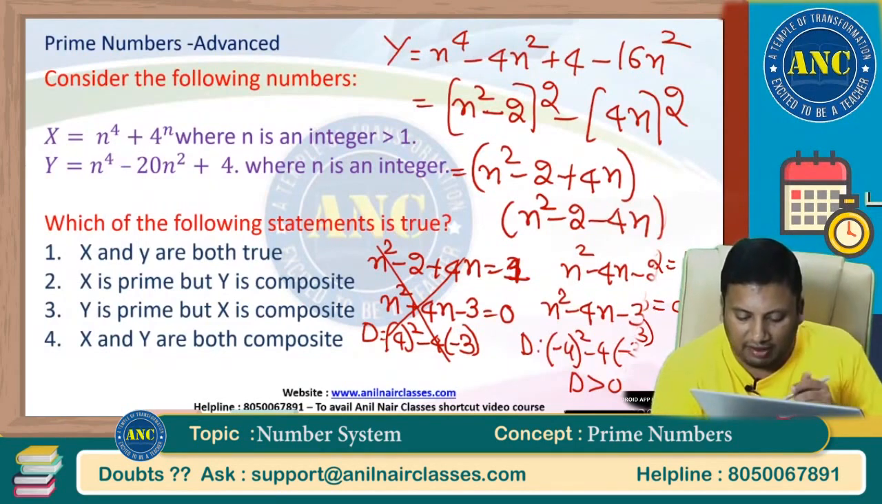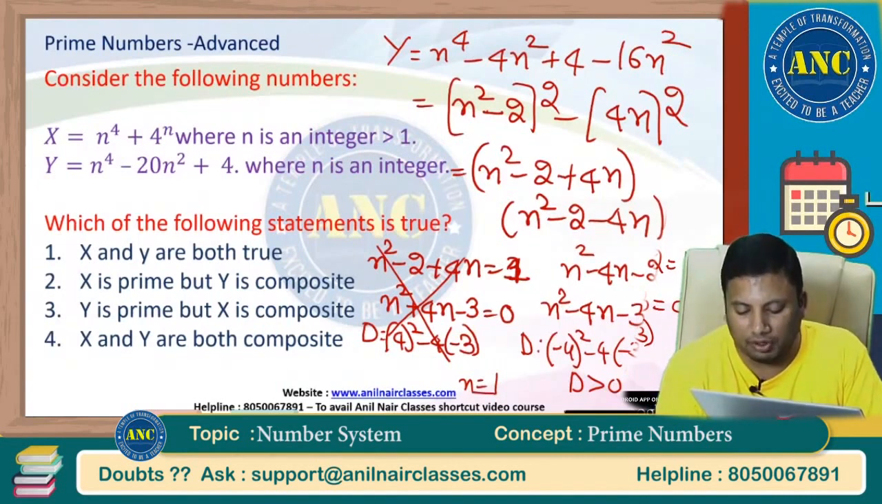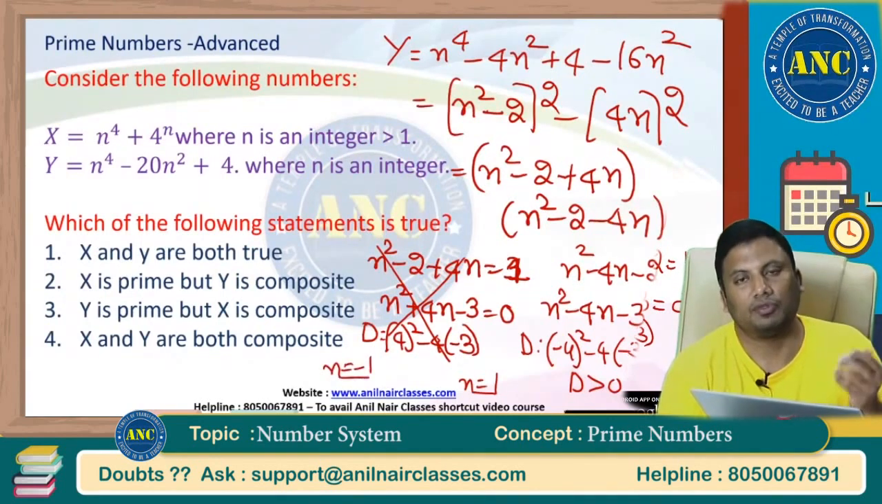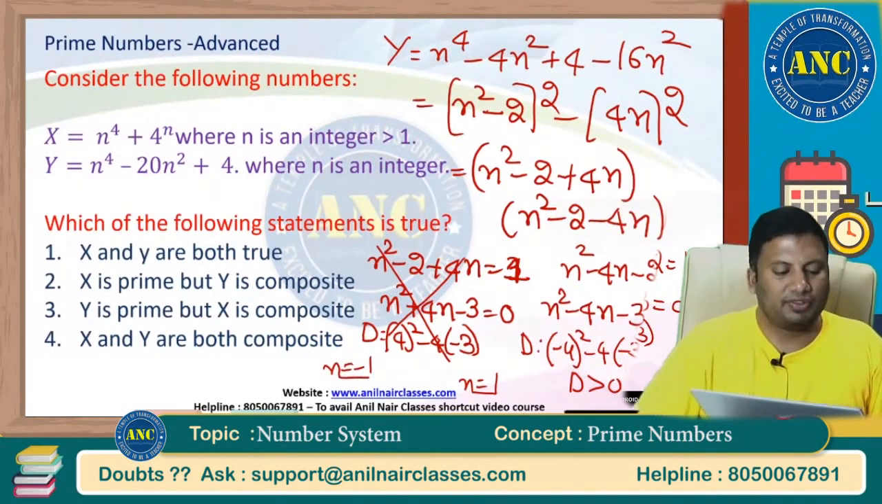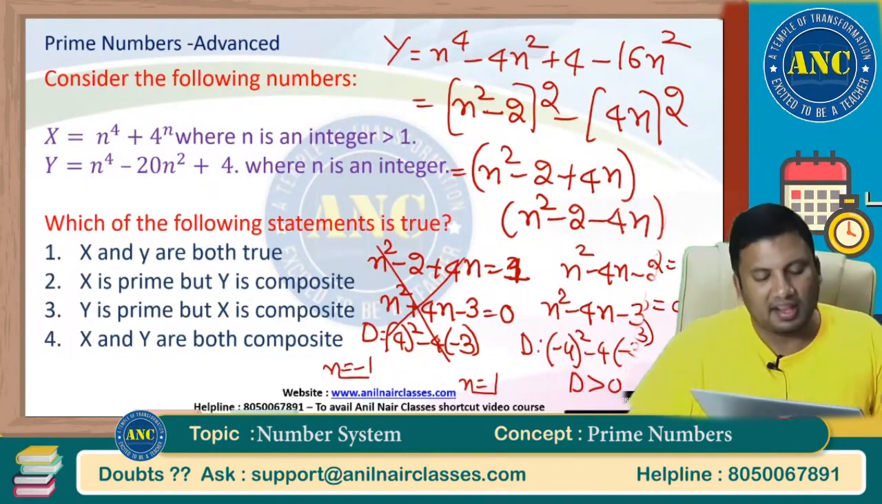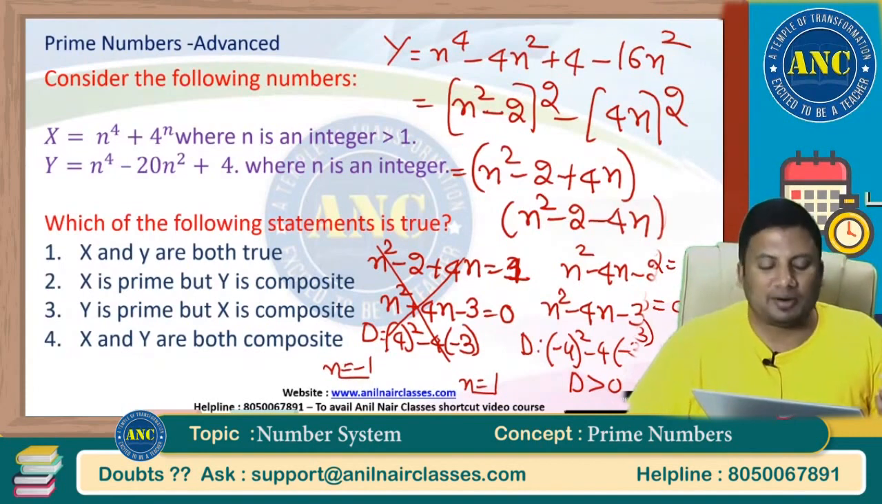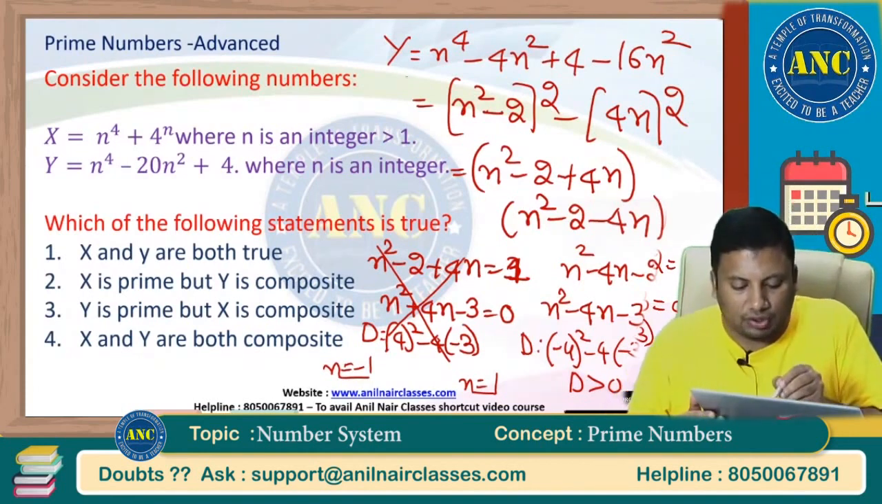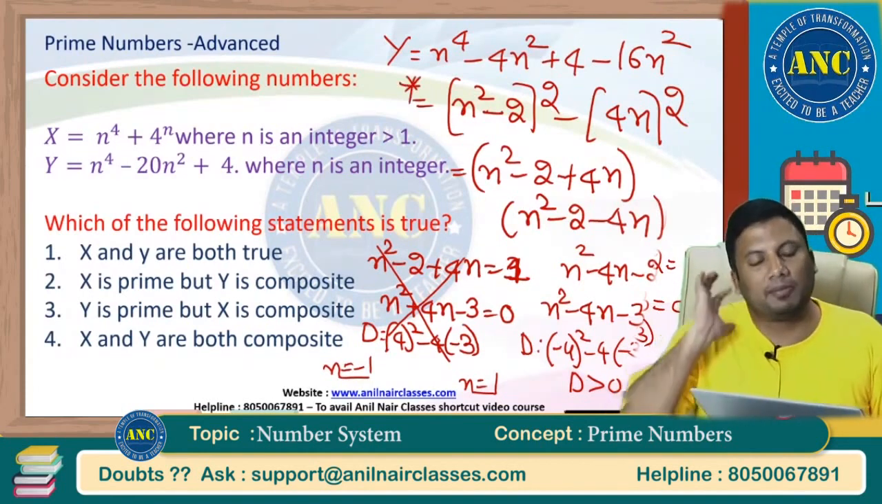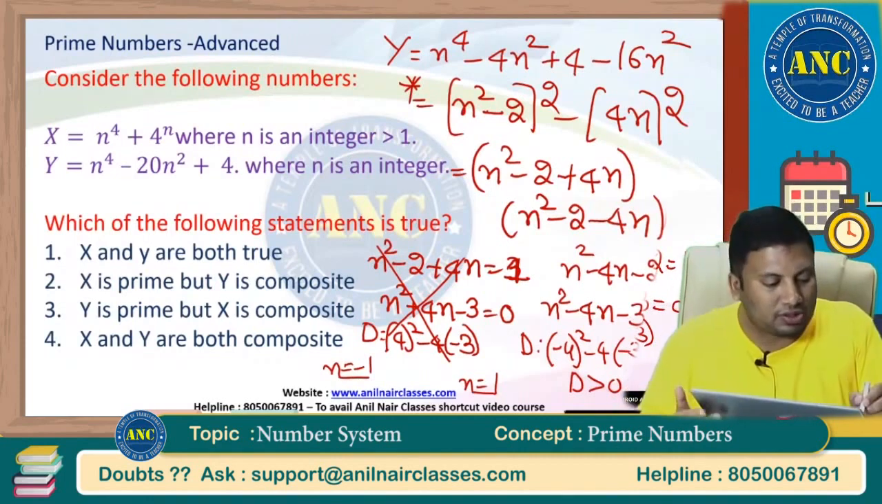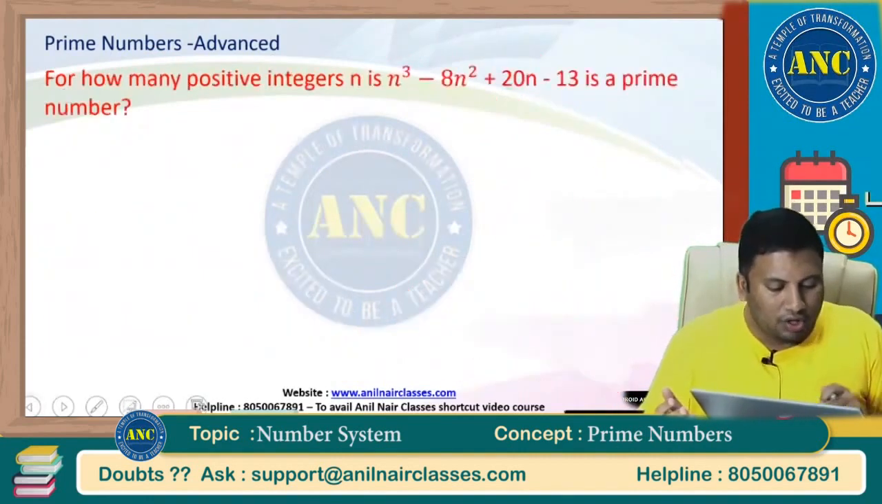Let us see. If n is minus 1, is it satisfying? 1 minus 4 minus 3, minus 6, it is not satisfying. If n is minus 1, 1 plus 4, 5. If any value satisfies, then this will be a prime number, otherwise a composite number. The idea is to tell you how you should write the number as a square minus b square. These are very good quality questions.